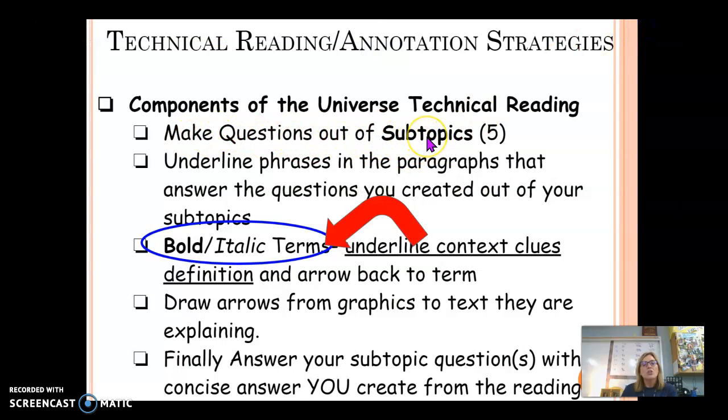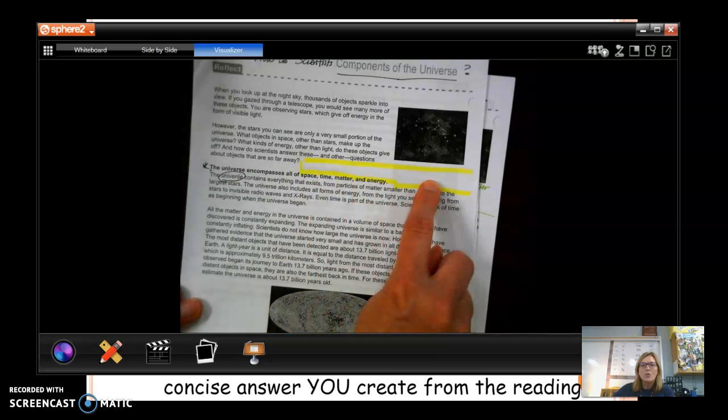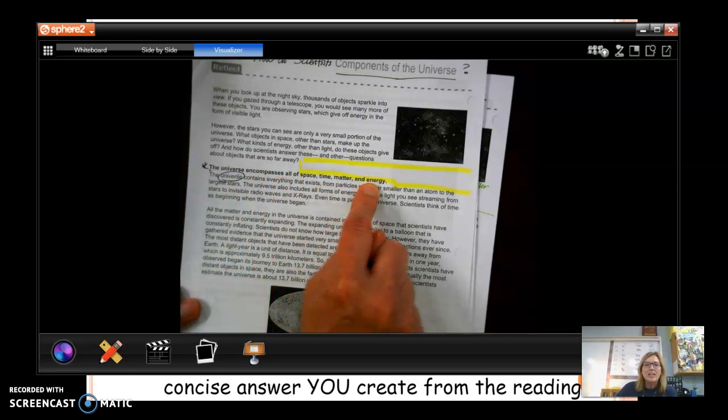So what you are going to do is you're going to annotate on the page and you are going to make questions out of those subtopics. So let's do the first together. As I do that, you're simply going to write your question right here along the edge. You don't have to put a highlighter around it. I just helped it. So the universe encompasses all space, time, matter, and energy.